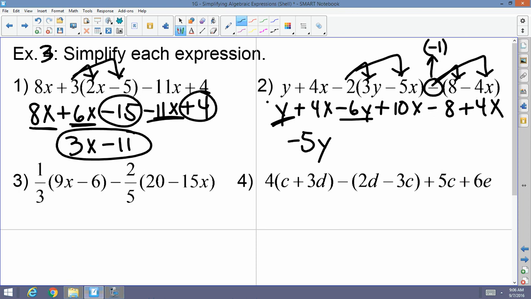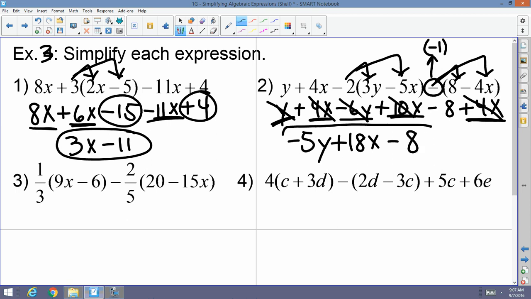These are done. I've got 4x's plus 10x's, that's 14x's, plus another 4x's, that's 18x's. Done. Get rid of them, and that way you don't repeat, that way you don't stumble on the work. And then you have minus 8, which cannot be added to anything else. You're done. Okay, now I've got 1/3 that I have to distribute here.